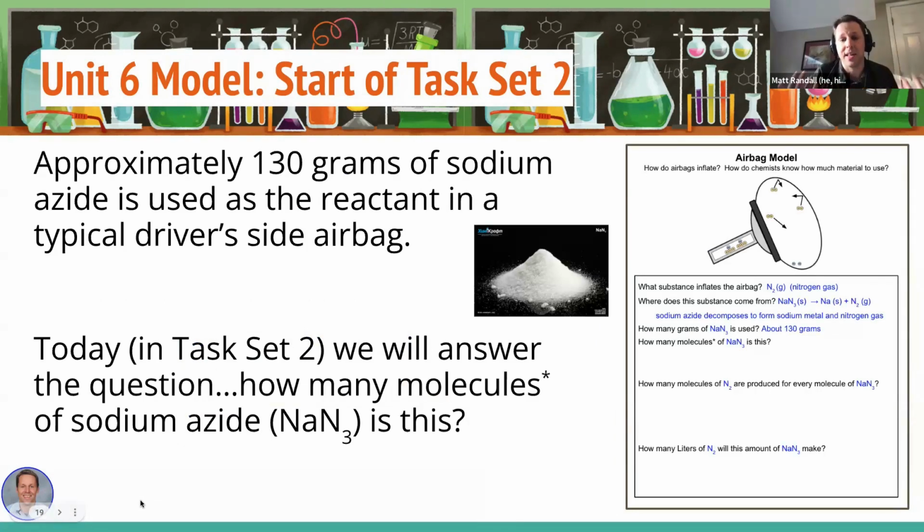Now that we have that information, one of our next questions is, how much of the material do engineers use? It turns out approximately 130 grams of sodium azide is used in a typical driver's side airbag. It's different for different size airbags. So today in task set 2, we're going to be answering the question, how many molecules of sodium azide is this? Just quickly, it's an ionic compound, so the proper term is a formula unit. In my classes, I'll say molecules, and then mention formula unit, but at this level, thinking of that group, the smallest ratio, as a molecule is very appropriate.